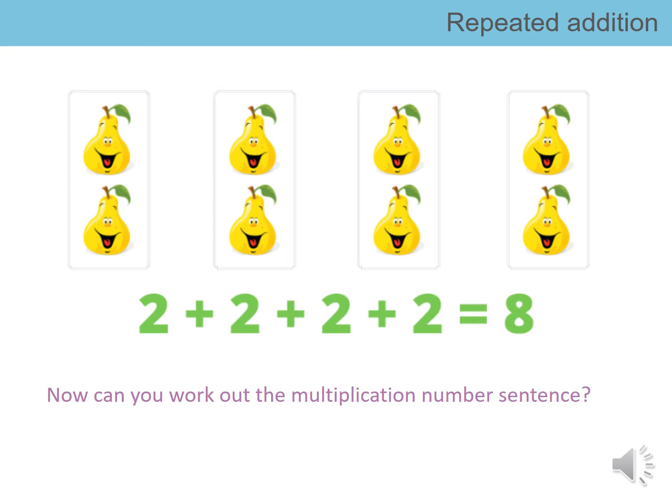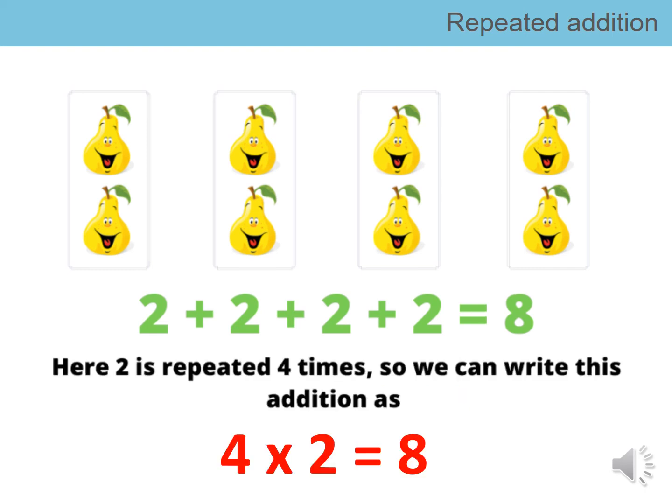Now can you work out the multiplication number sentence? It's a little bit tricky. You need to now think of how many groups there are and how many are in each group. So here it is. We have 4 times 2, 4 multiplied by 2. And I've got that because I've got 4 groups of 2. 4 times 2.